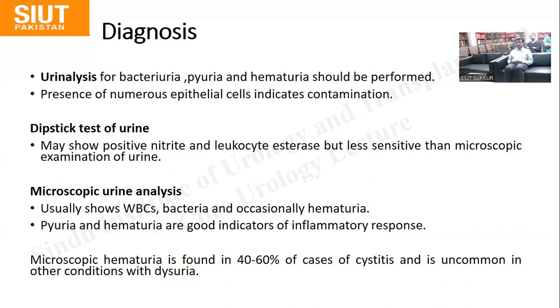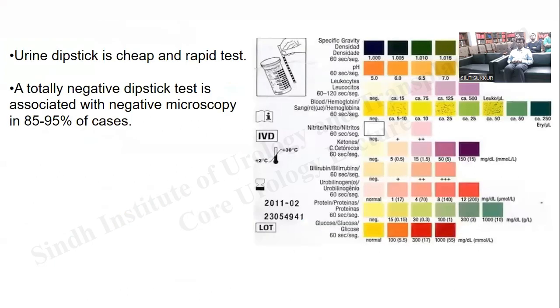Now, they may show positive nitrite and leukocytosis, but this is less sensitive than microscopic examination of urine. Microscopic urine analysis usually shows WBCs, bacteria, and occasionally hematuria in case of UTI. Pyuria and hematuria are good indicators of inflammatory response. Microscopic hematuria can be found in 40 to 60% of cases of UTI, and it is uncommon in other conditions with dysuria, as it is more present in cystitis.